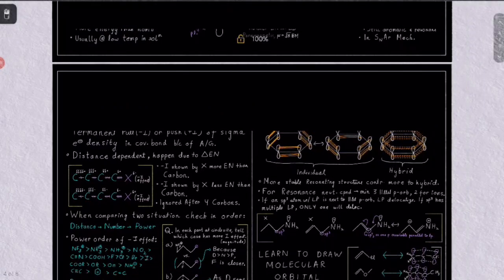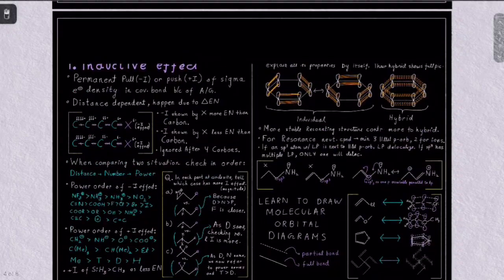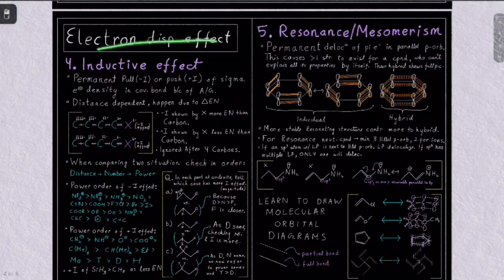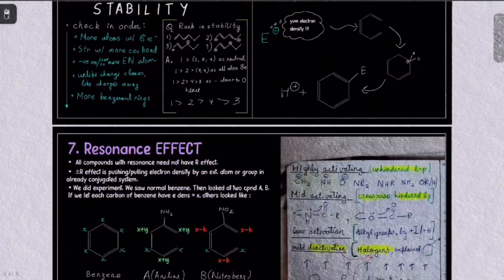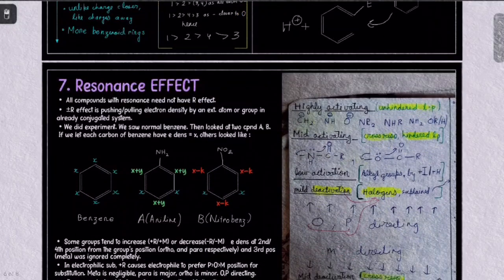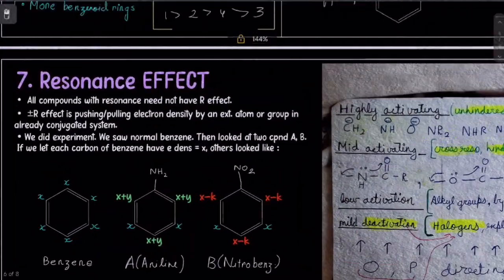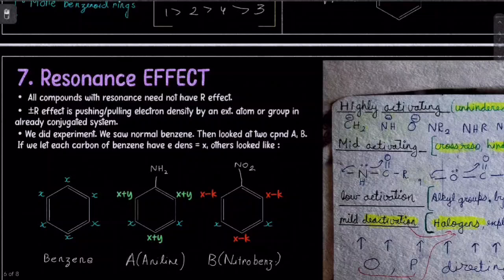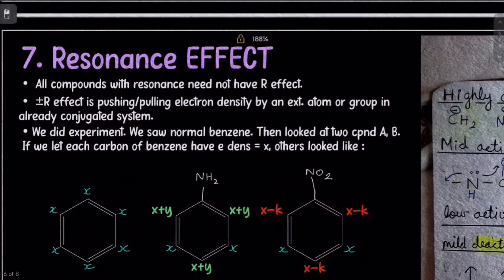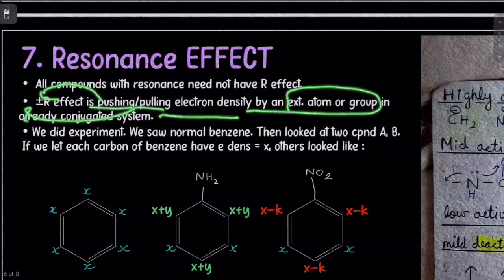Now we move on. I just told you about resonance. Resonance in itself is not an electron displacement effect. But when that resonance is caused by an atom or a group which is added to a ring, then it is called the resonance effect. For example, all compounds with resonance need not have resonance effect. And plus or minus R effect or plus minus M effect is basically pushing plus or pulling minus electron density by an external atom or group in an already conjugated system.